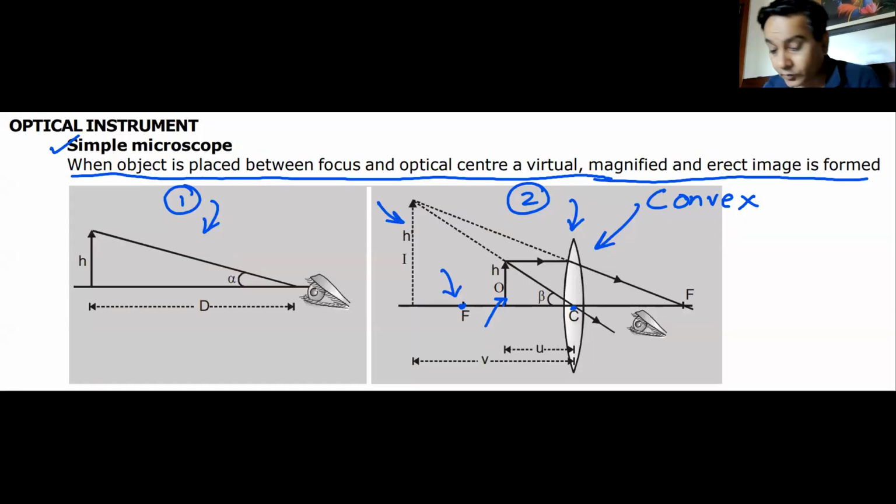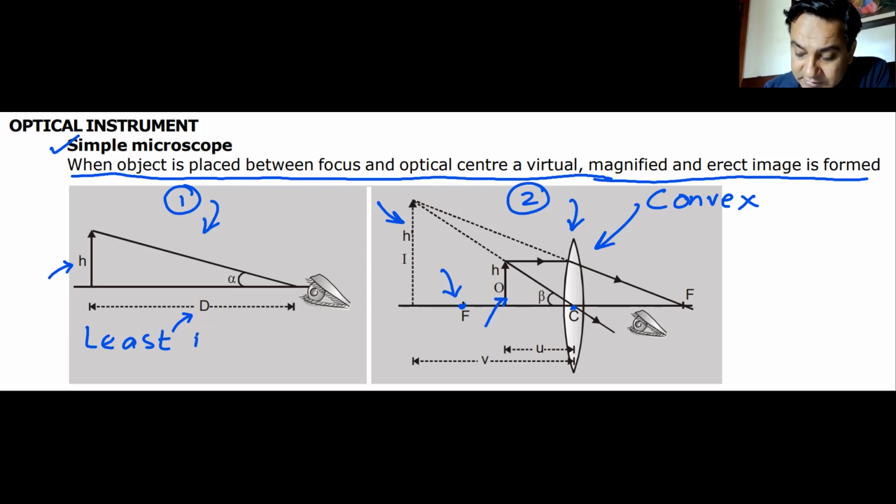Let's move ahead. Diagram number one and diagram number two. In diagram number one, there are some terms that you must understand. The first term is h. What is h? H is the height of the object or the size of the object that you are seeing. D, capital D, and we'll come across this capital D many a times. Do you know what is this capital D? Sometimes it is known as near point. It is the least distance of distinct vision. Have you heard this? Least distance of distinct vision.